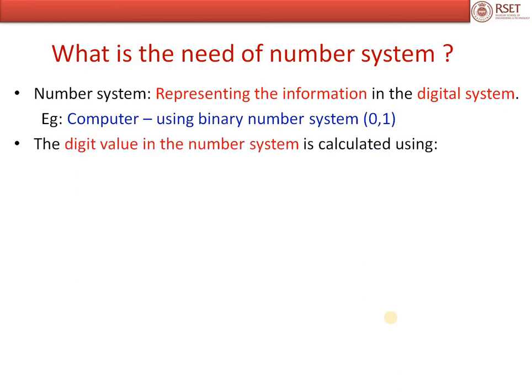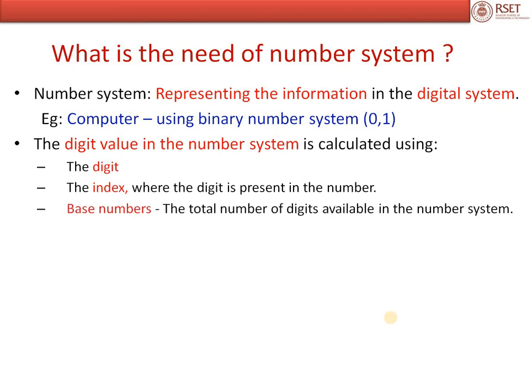The digit value in a number system is calculated using the digit, the index where the digit is present in the number, and the base, which is the total number of digits available in the number system. For example, the binary number system consists of only 2 digits, 0 and 1, so its base is 2.